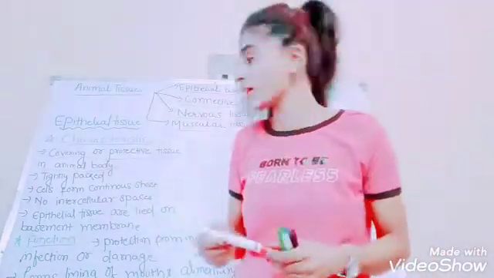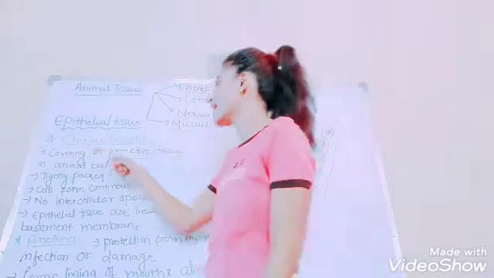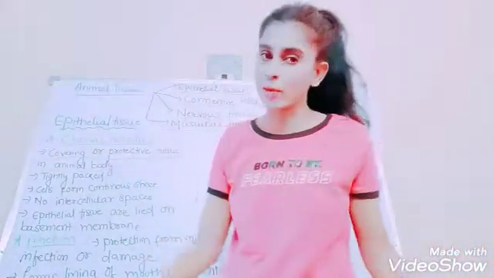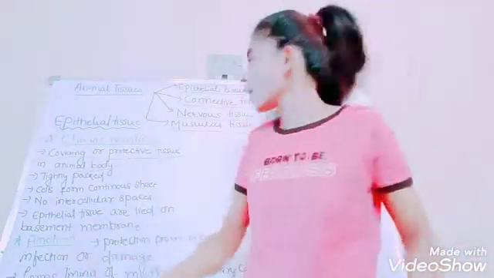So what is the first characteristic feature? It's a covering or protective tissue in the animal body.